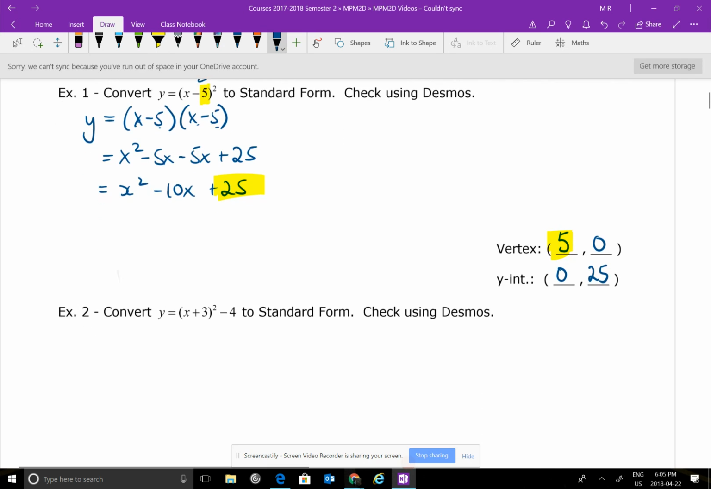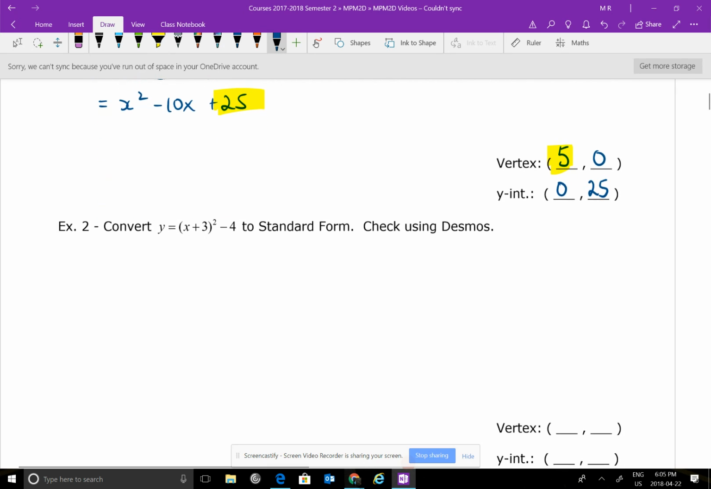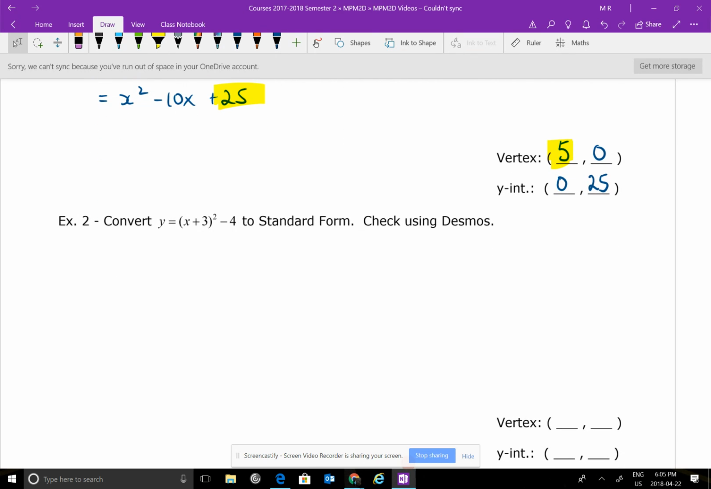Okay, so let's look at another one. Convert this. This is vertex form. It's not factored form. It's vertex form. Because if it was factored form, everything would be being multiplied. All the brackets would be multiplied. This other term at the end would be multiplied, but it's not. There's a minus sign there. It's a vertex form. It can be written as y equals a times x minus h squared plus k.